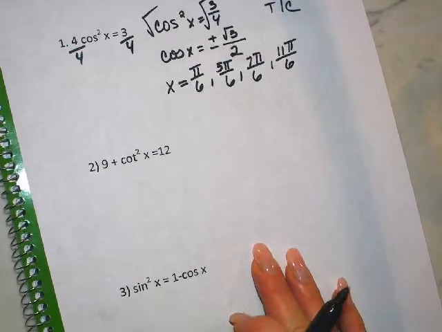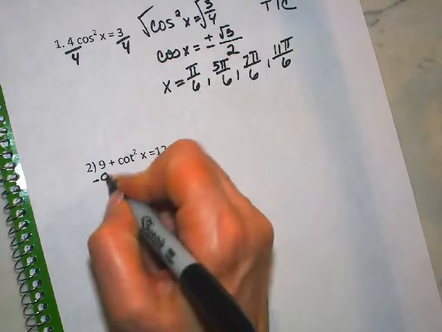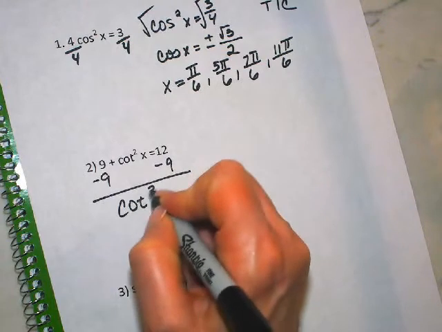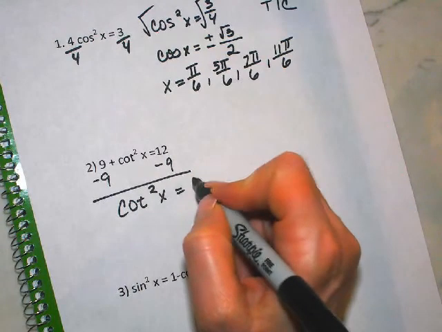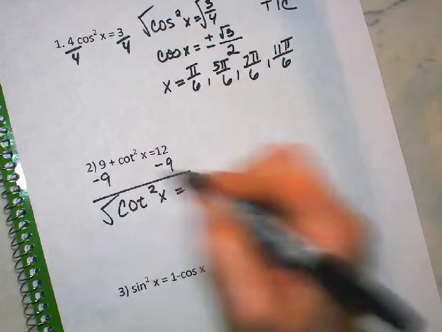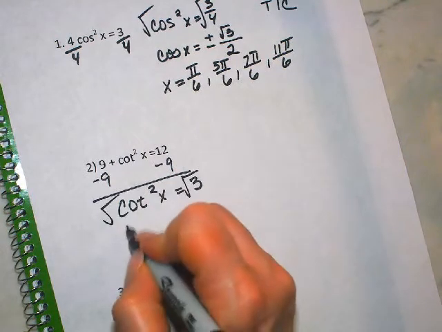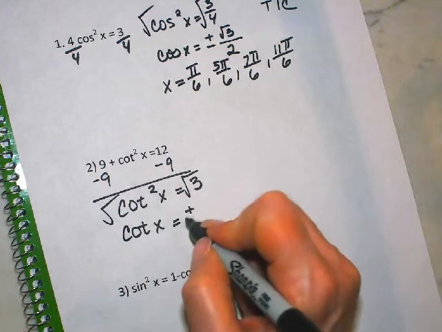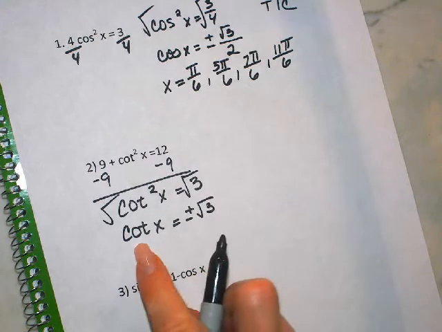Okay? All right, the next one, similar type, except we're going to subtract 9 from both sides. Cotangent squared x equals 3. Okay, again, we're going to square root both sides. Remember, it's a plus or minus. It's the cotangent of x is equal to plus and minus radical 3.